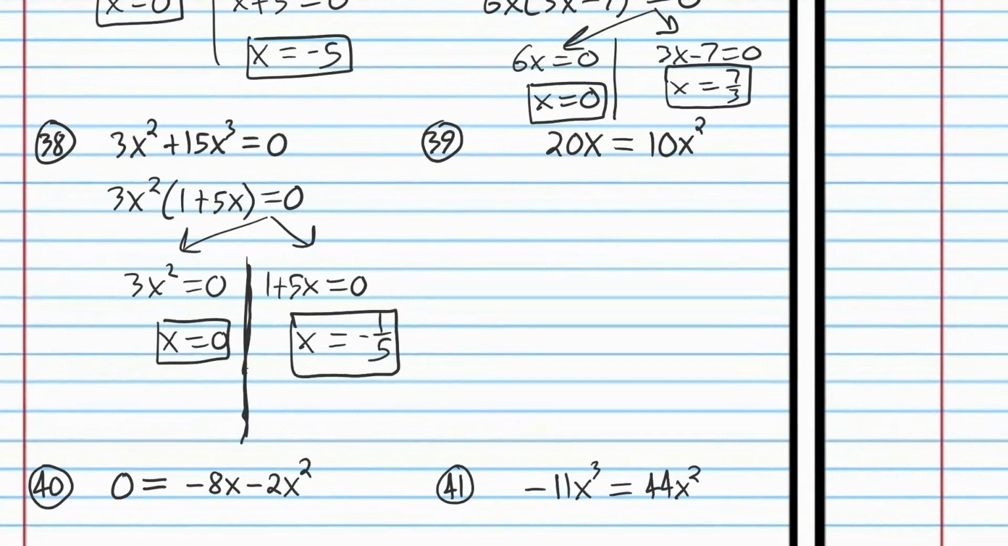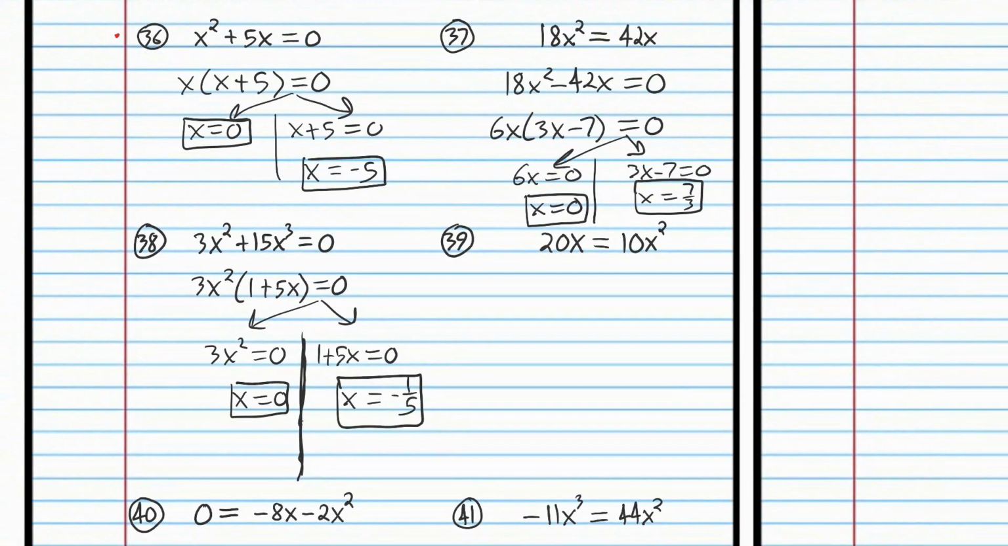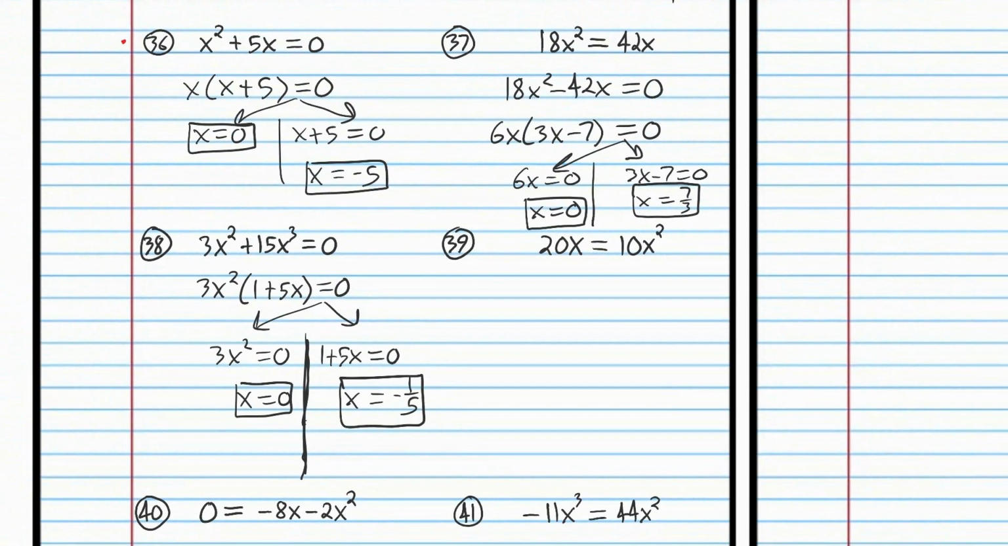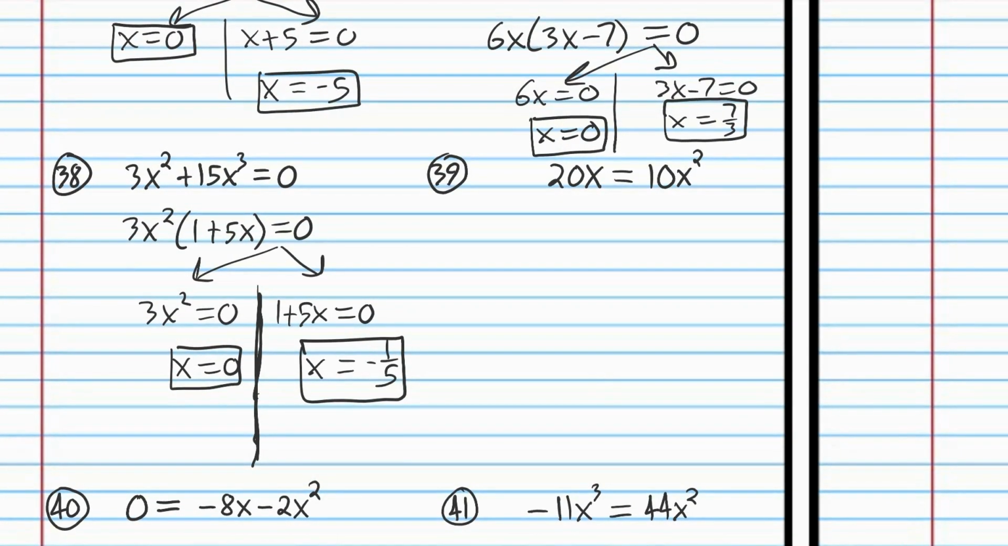So if you got those answers, good job. Now try 39. Remember, you have to put everything on one side of the equation first, and the easiest way to do it is put everything on the right side of the equation. If you put everything on the left side, you're going to end up with a negative coefficient on the first term, then you're going to have to factor out a negative. So try number 39. When you come back, we'll do it together.